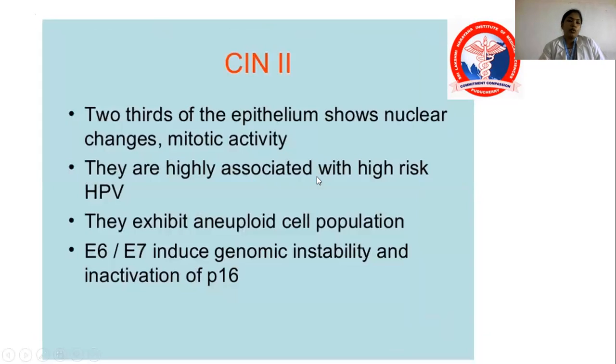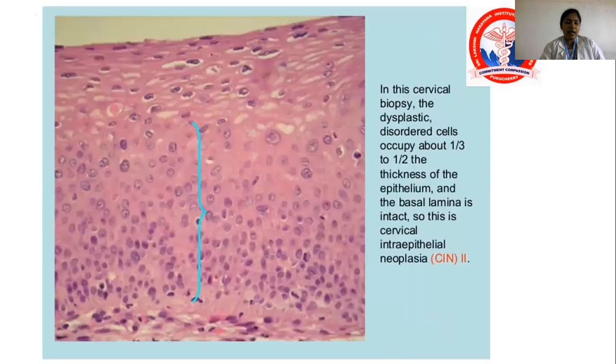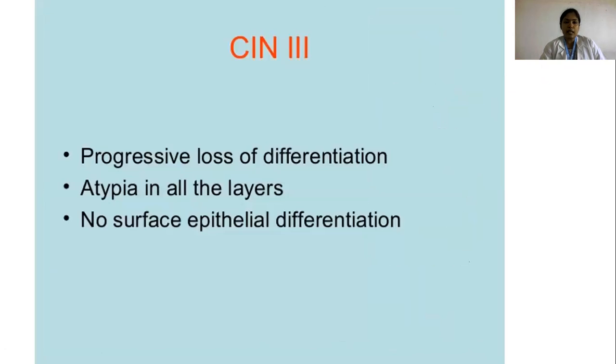What is CIN2? Two-thirds of the epithelium show nuclear changes and mitotic activity. They are highly associated with high-risk human papilloma virus. They exhibit aneuploid cell population. E6 and E7 induce genomic instability and inactivation of P16. This is a cervical biopsy where you can see dysplastic cells in the lower one-third. But the basal lamina is intact. This is CIN2.